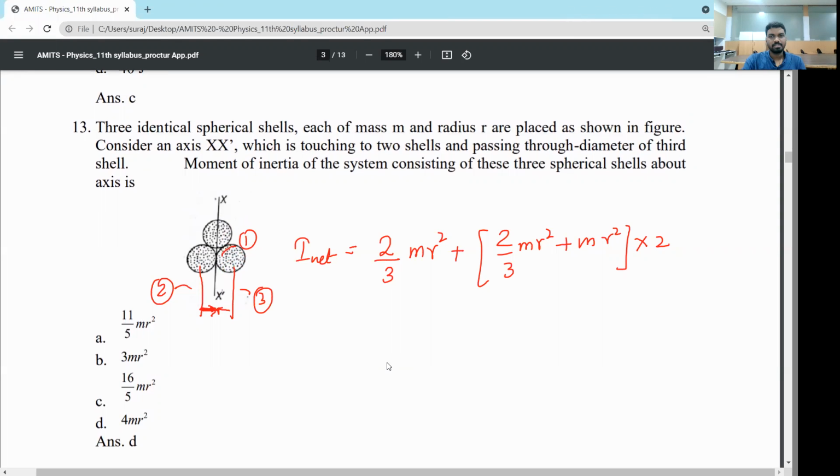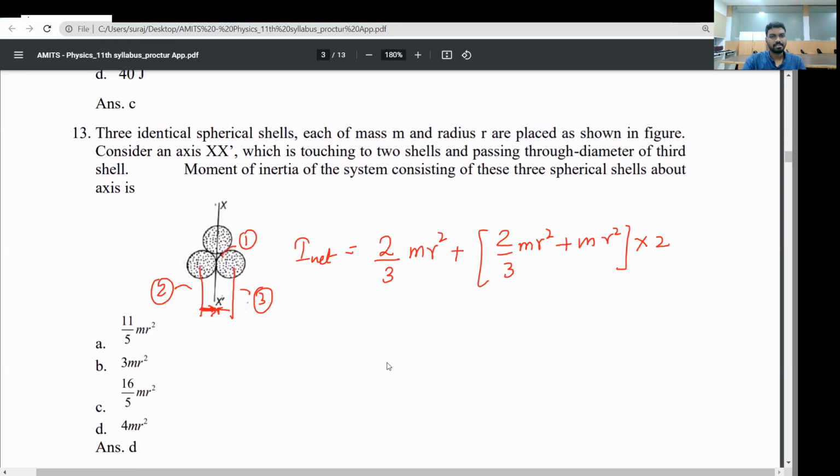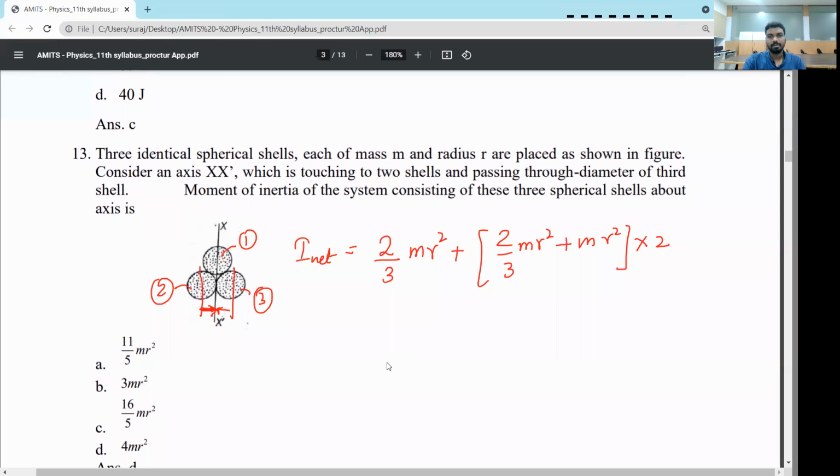Moment of inertia of the system considering the three spherical shells about the axis, all the three, the answer will be 4 mr square. Option D. Next.